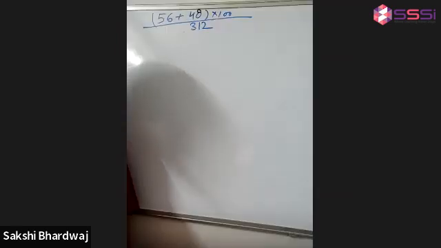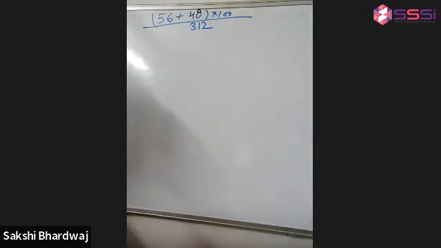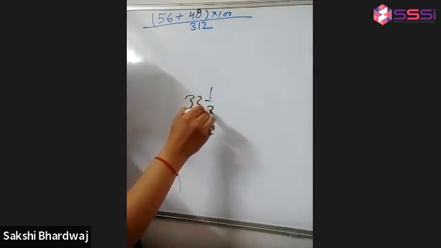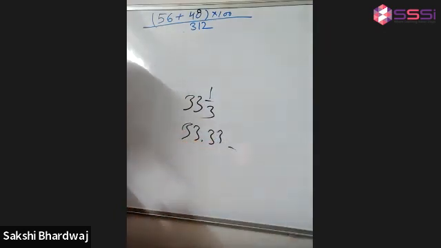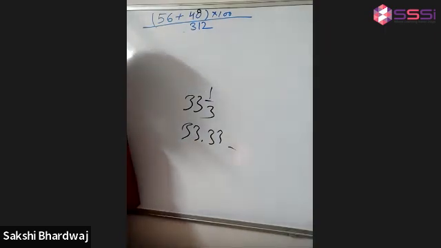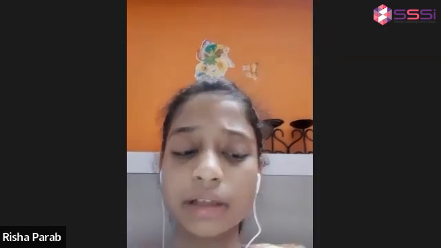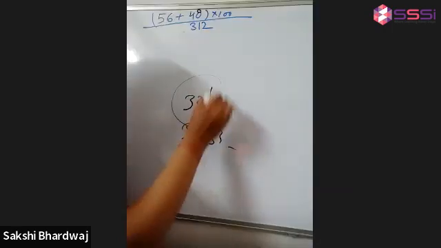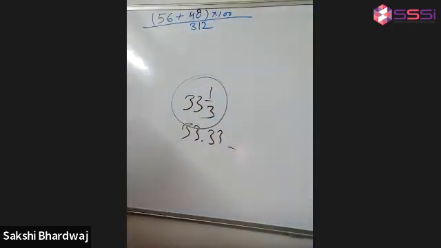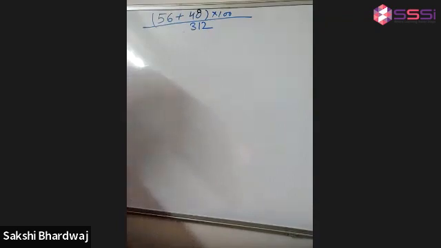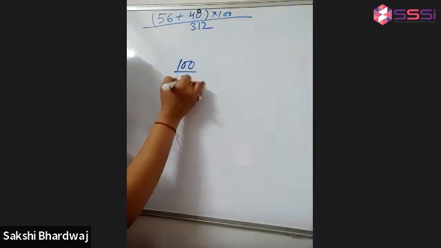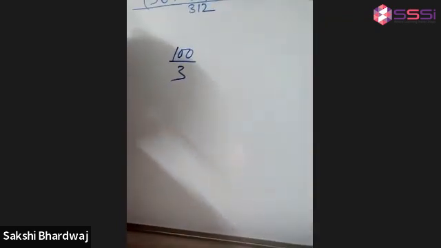Make it in decimal. Or 100 divided by 3, we can write 33 and 1 by 3. 33.33 and so on. How did you write 33 and 1 by 3? 100 divided by 3, that was a mixed fraction. 33 and 1/3.